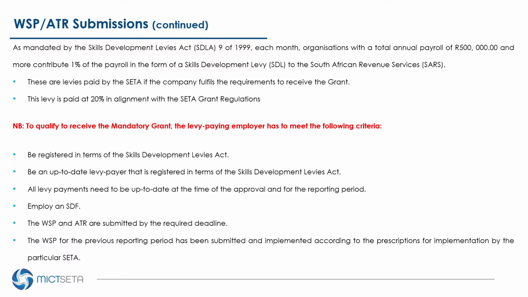As we have indicated, you have to have up-to-date levies that you're paying in order for you to qualify to claim a mandatory grant. You must also be registered with the SETA, so any of the SIC codes that you choose must be within the MICT SETA. I suspect that you're here because your SIC code belongs to us. You must also employ an SDF, so you need to have an SDF that you appoint. Basically, that means you are not able to access our learner management system without an SDF.